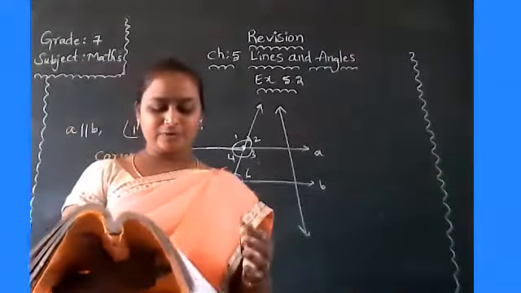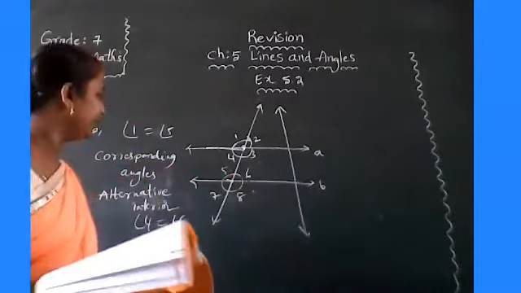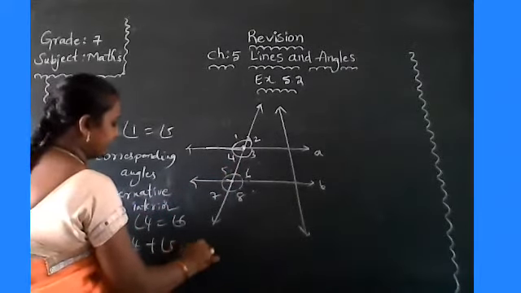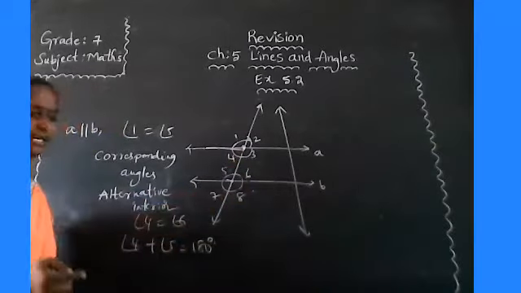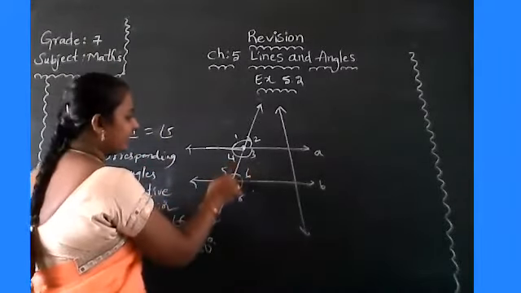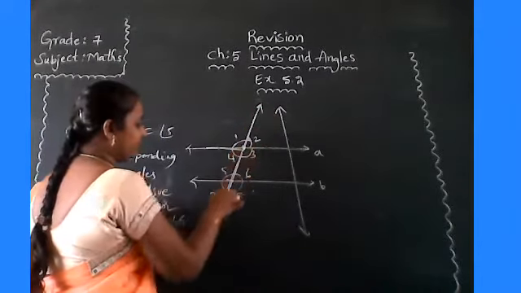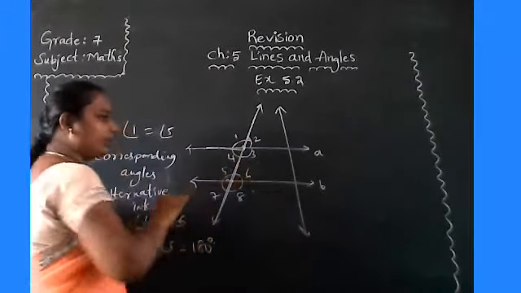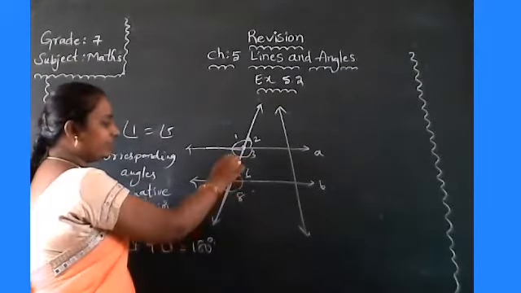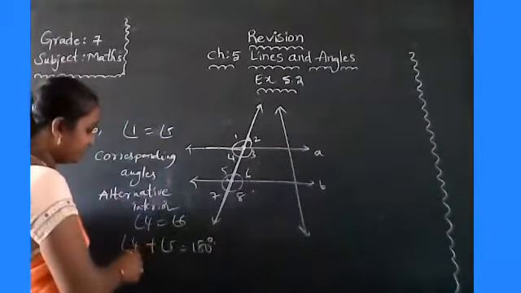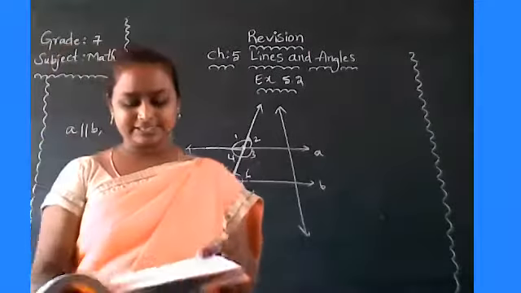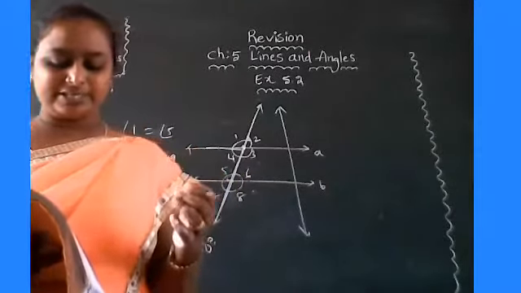Next, if angle 4 plus angle 5 is equal to 180 degrees. Tell me, these two form 180 degrees. Yes. Why? Because the two interior angles lie on the same side of the transversal, they are equal to 180 degrees. That's why angle 4 plus angle 5 is equal to 180 degrees. Right, children?